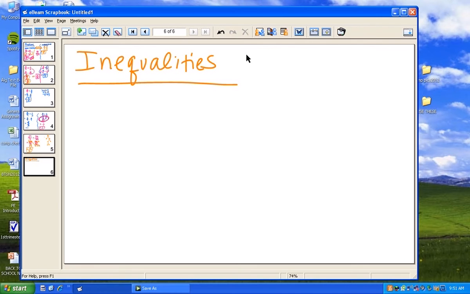Does anyone have any idea what an inequality is? No. What do you think, Nick? A number equals a number. No, that would be an equality. Connor. Yeah, a number doesn't equal, like.